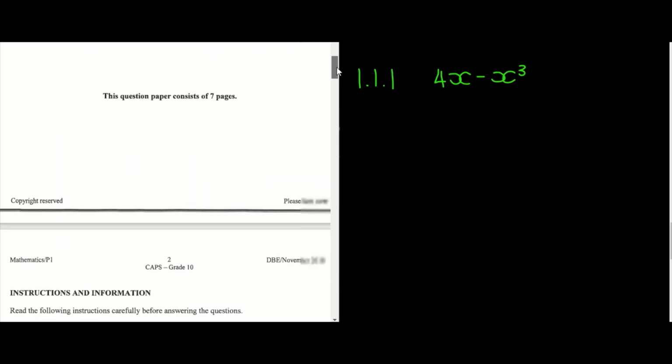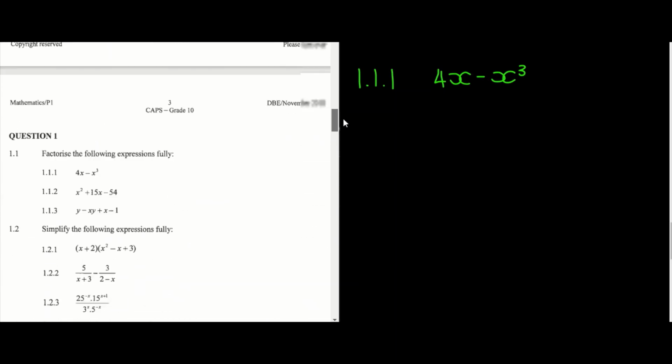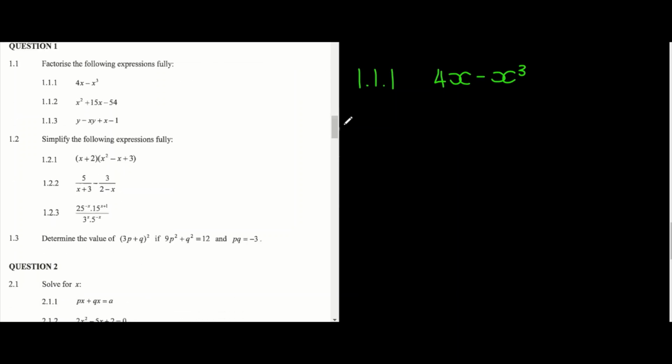We're going to start with 1.1, where they say factorize the following expressions fully. With factorizing, we are usually looking to add some brackets into the expression. And with a question like 1.1, where there's two terms, you're generally looking to have a format where you have a common factor on the outside and then brackets with everything that's leftover. Okay, so let's have a look at this question.